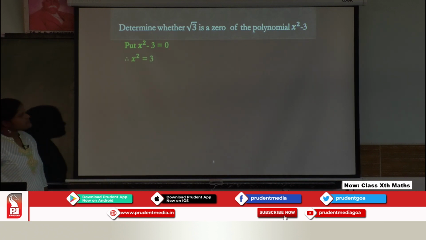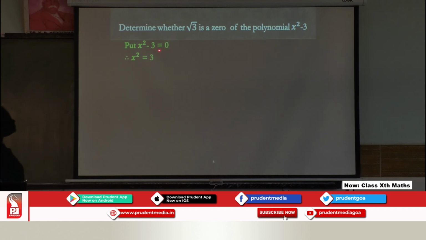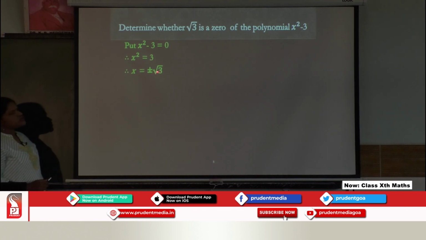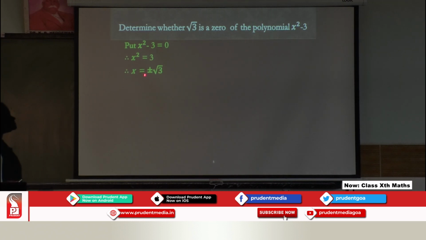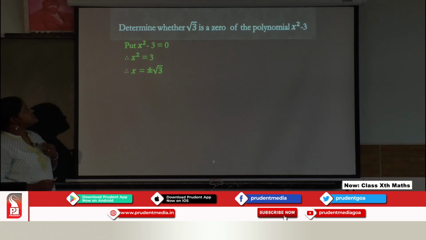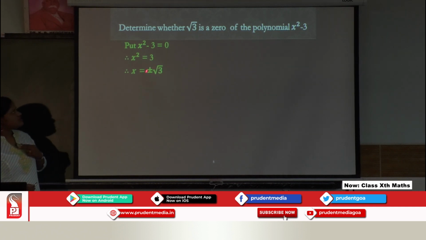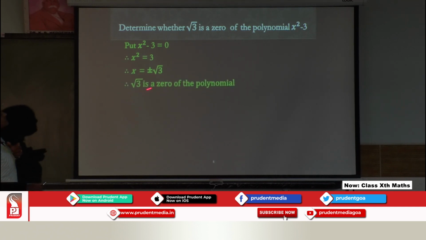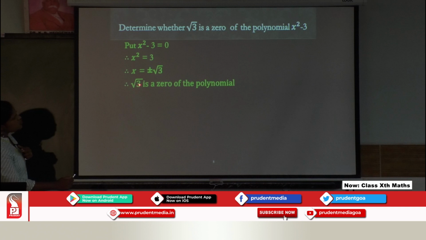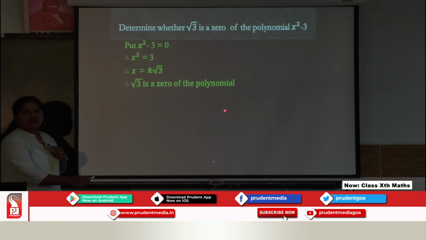Then what do you get next? You have x square is equal to 3. That is, negative 3 will become positive 3. Therefore, x is equal to plus or minus root 3. The square will change to root sign. You will always get two answers since it is a quadratic polynomial. The first root will be positive root 3 and the second one will be negative root 3. And if you see, one of the answers, that is positive root 3, satisfies this condition. Therefore, root 3 is a 0 of the polynomial.